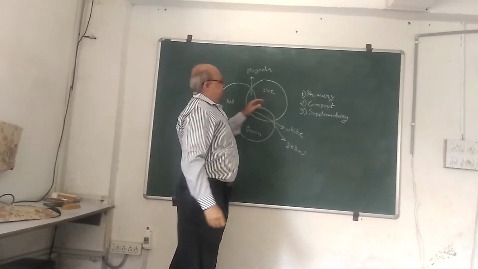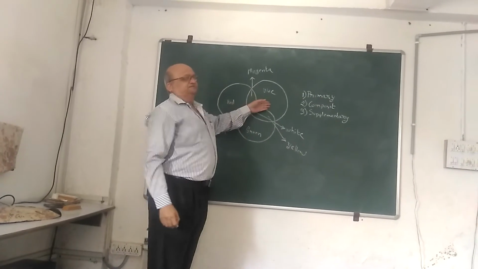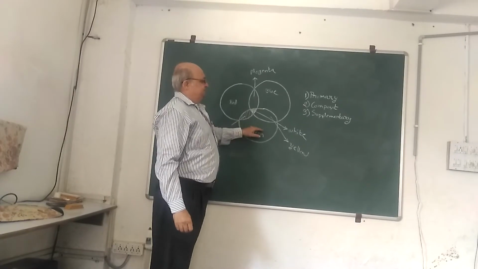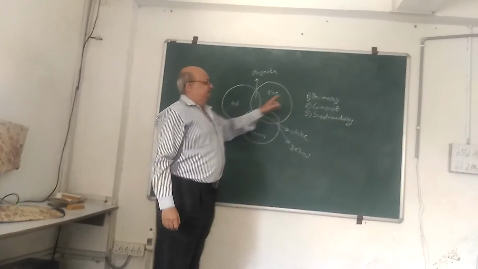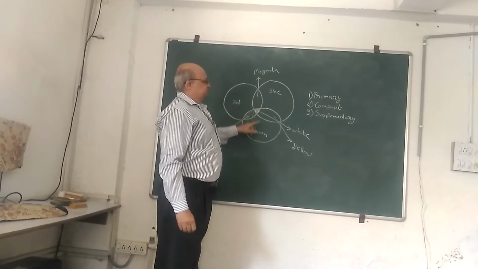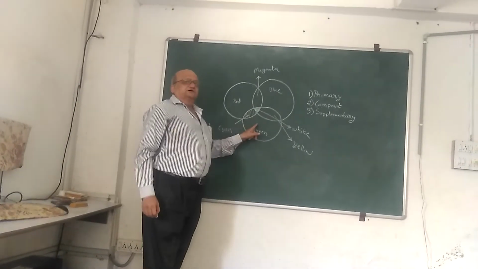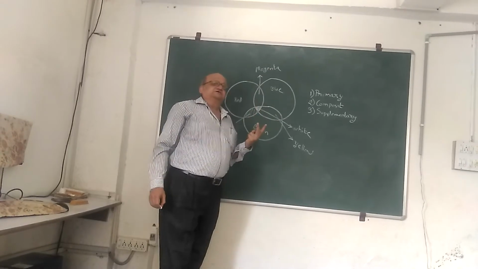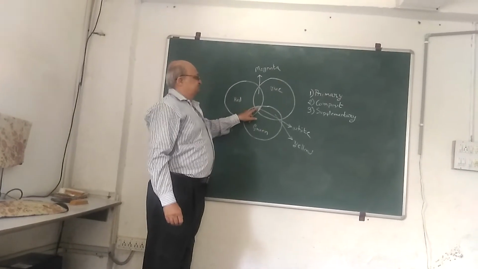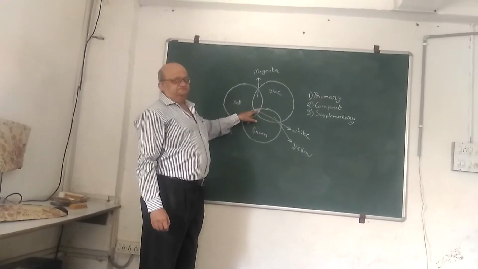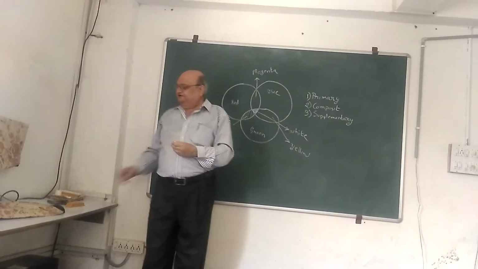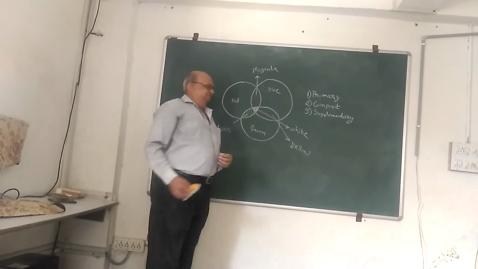Primary colors, you cannot make them, they pre-exist, that is red, blue and green. Composite colors, we can make by different combinations of two or more colors, and supplementary colors are a pair of colors which gives white light as the result. So these are the three types of colors that we have.